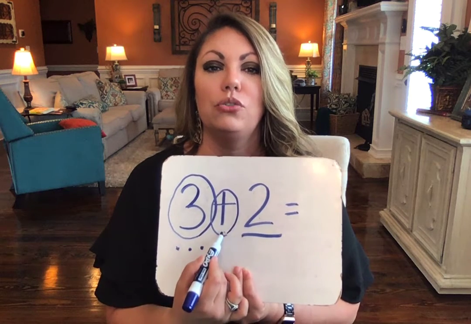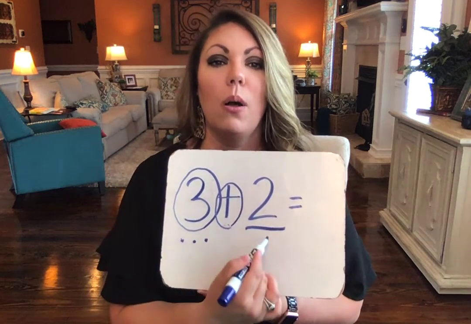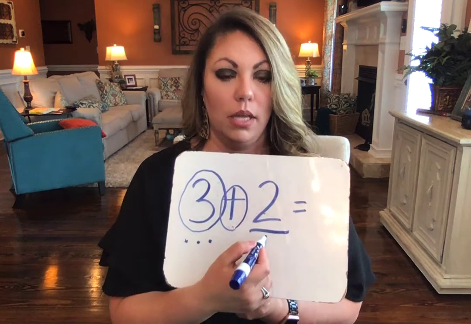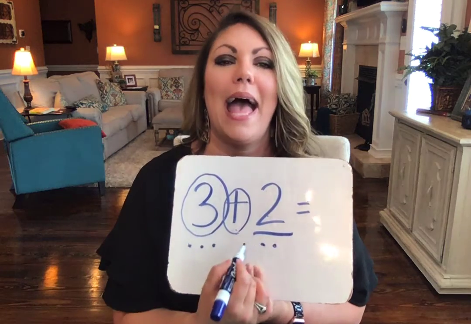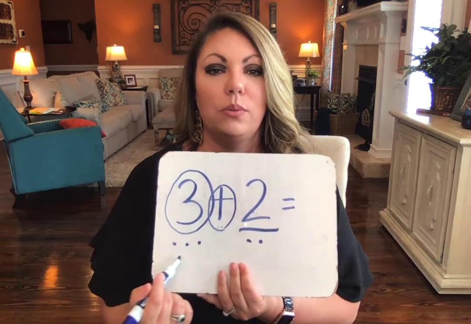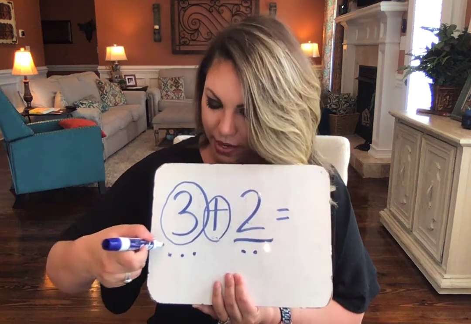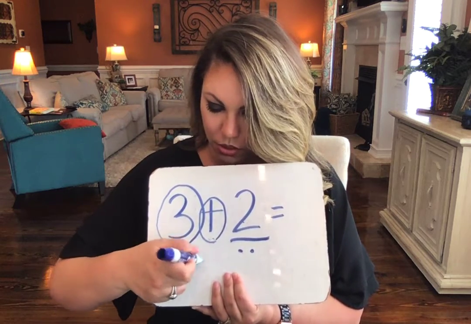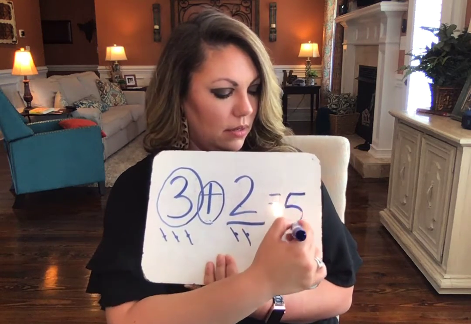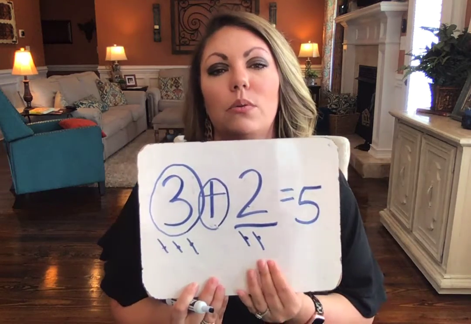So that means I'm going to draw more dots. I'm not going to take dots away. I'm going to draw more dots. And this number right here tells me how many more I'm going to draw. And I'm going to draw 2 more because I'm adding to it. Okay, so now I'm going to slash and count to make sure that I've counted all of these dots. Here I go. 1, 2, 3, 4, 5. And you will write 5 because 3 plus 2 equals 5.